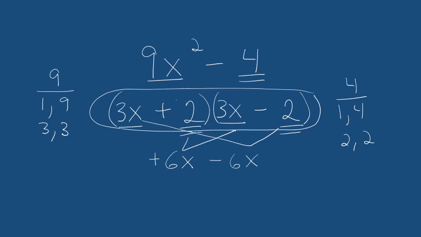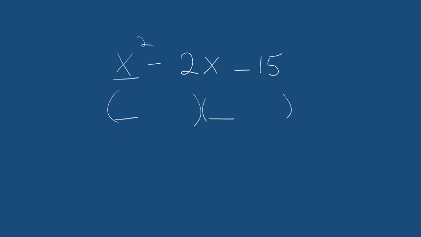We factored 9x squared minus 4. Okay. Let's try another one. What about x squared minus 2x minus 15? We're trying to find the two binomials we would have multiplied to make that happen. Whatever goes in the first spot has to be x squared. Whatever goes in the second spots has to wind up giving us the 15.